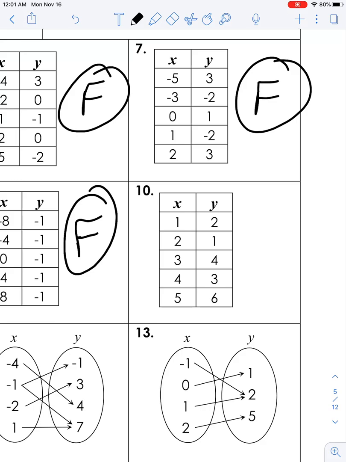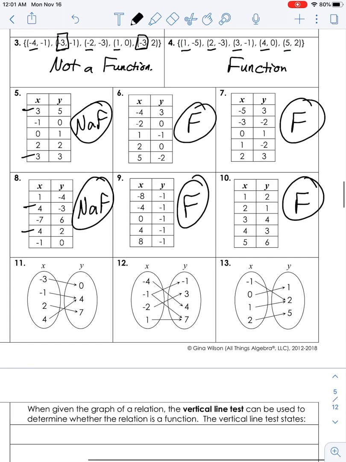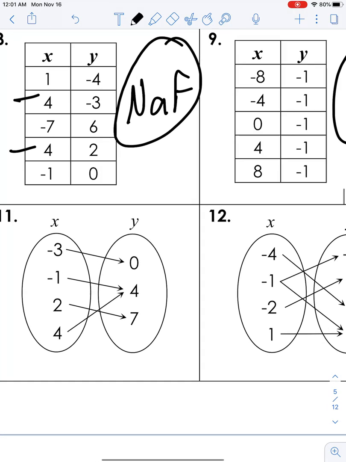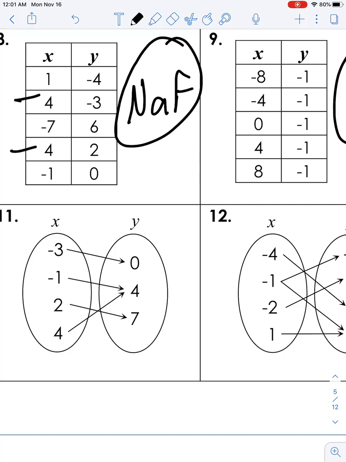Number 10, 1, 2, 3, 4, 5. Clearly that one, there are no duplicates. Number 11, if you look at the x's, there's only one arrow going out from each one, so that's a function.